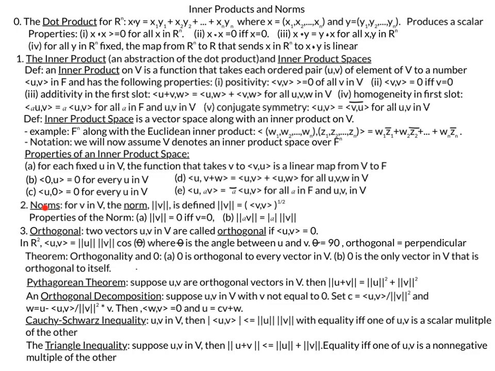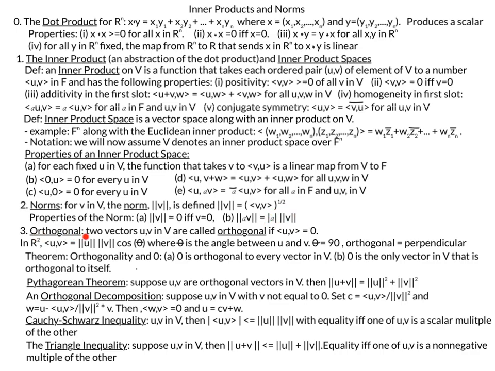So for norms, we defined the norm of a vector v in a vector space V as the square root of the inner product of v with itself. We had these properties of the norm: a, that the norm of v is equal to 0 if and only if v is the 0 vector, and b, that the norm of a scalar alpha times a vector v is equal to the absolute value of alpha times the norm of v.